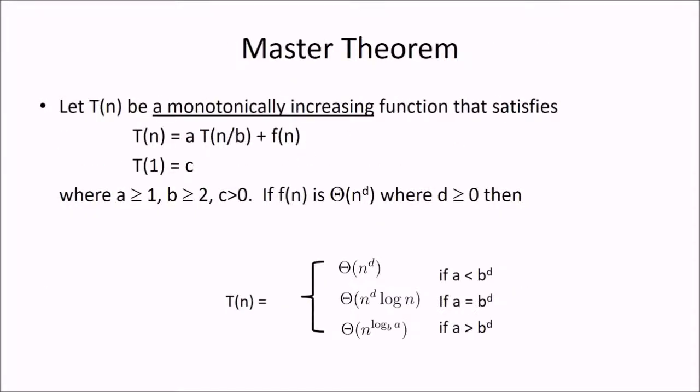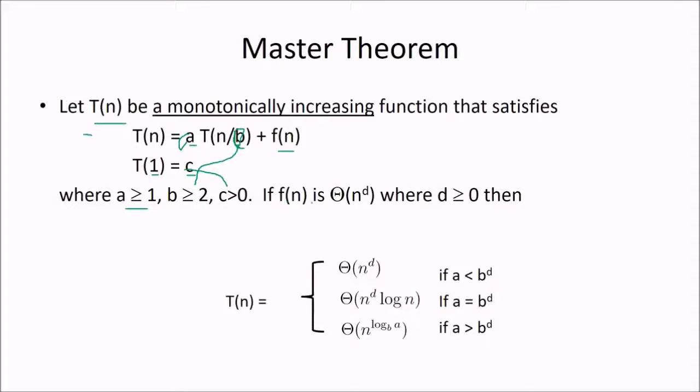It's quite easy to understand that this T(n), if it is a monotonically increasing function, we'll see where it is not. So a monotonically increasing function which should satisfy that T(n) is equal to a T(n by b) plus f(n). And for n equal to 1, it has to be some constant c. Here a should be greater than or equal to 1, b should be greater than or equal to 2, and c is greater than 0.